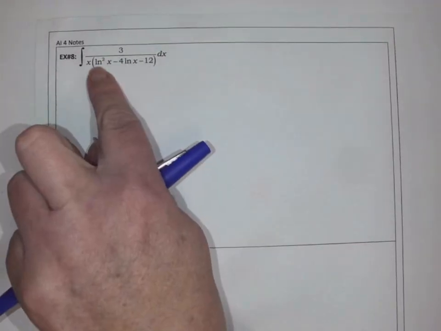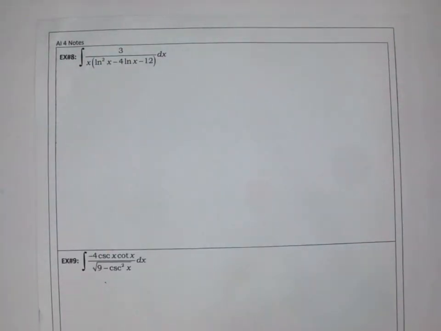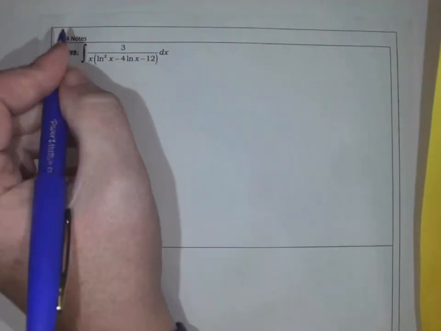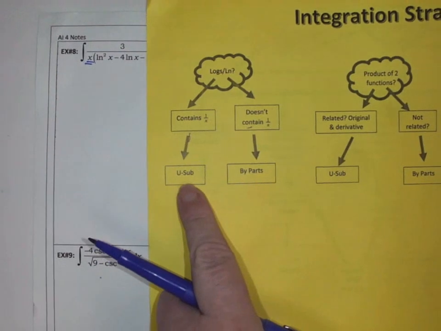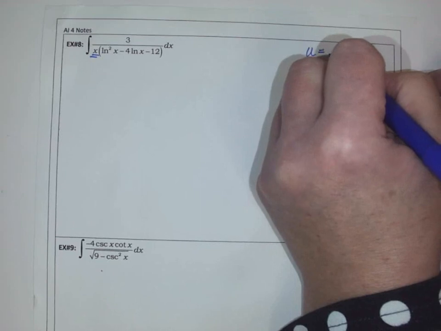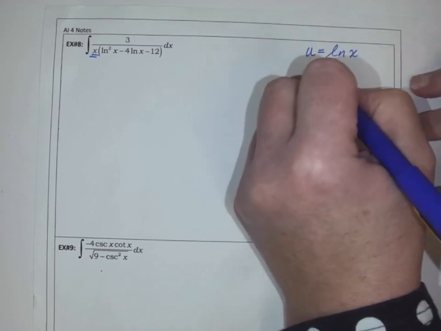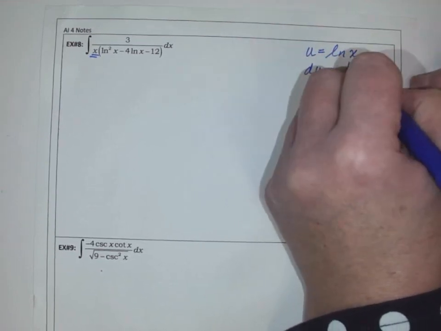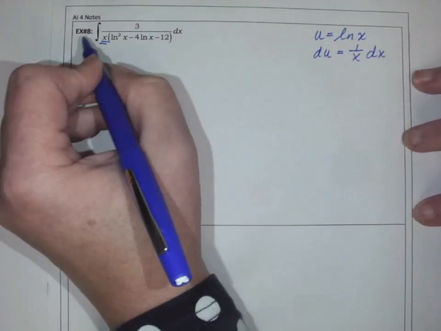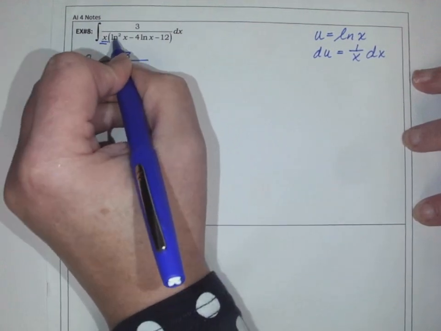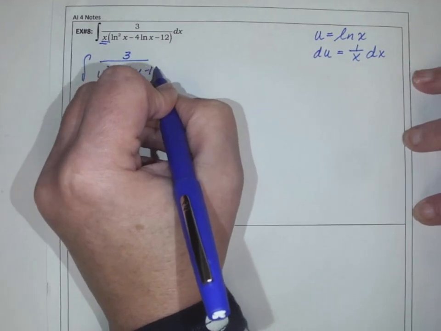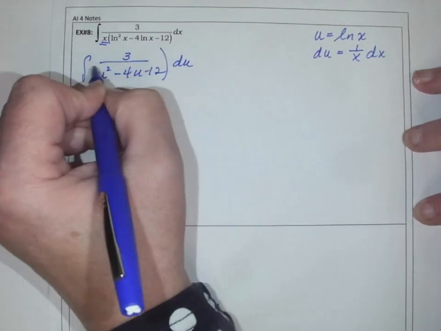So again, if I have natural log in the problem, the only two options that we have for natural log is, does it contain a 1 over x or not? Well, in this case, it does contain a 1 over x, so we're going to start with u sub. Now, it doesn't mean we might not do something else to finish it, but we're going to start with u sub. So u is equal to natural log of x. du is 1 over x dx. So this problem turns into the integral of 3 over u squared minus 4u minus 12 du.